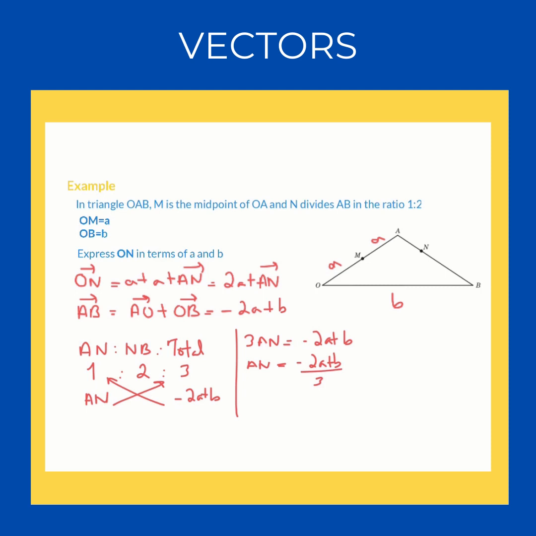So back to ON. ON is equal to 2a plus AN. So it's 2a plus negative 2a plus b over 3. Now plus negative means minus. So 2a minus 2a over 3 is 4a over 3, and I will add the b, so it's b over 3. So the final answer is 4a plus b over 3.